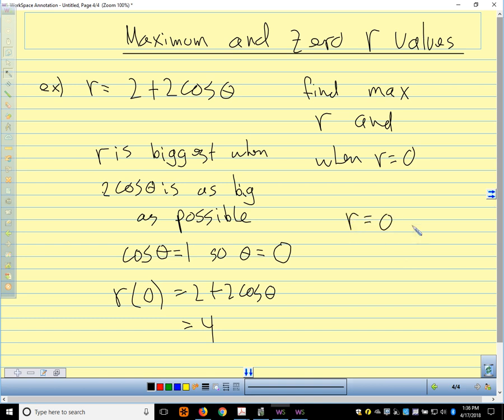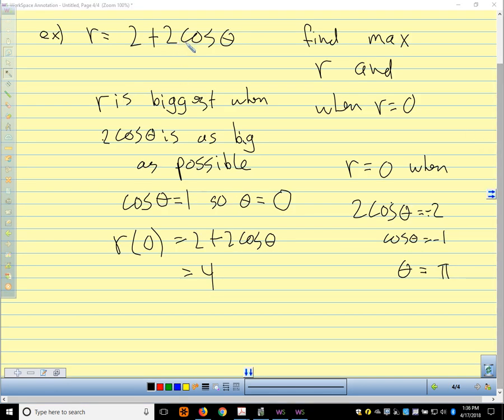R equals 0 when, if I have R equals 0, what do I need to happen for R to equal 0? 2 cosine theta has to equal -2. So cosine theta has to equal -1, and theta equals pi.